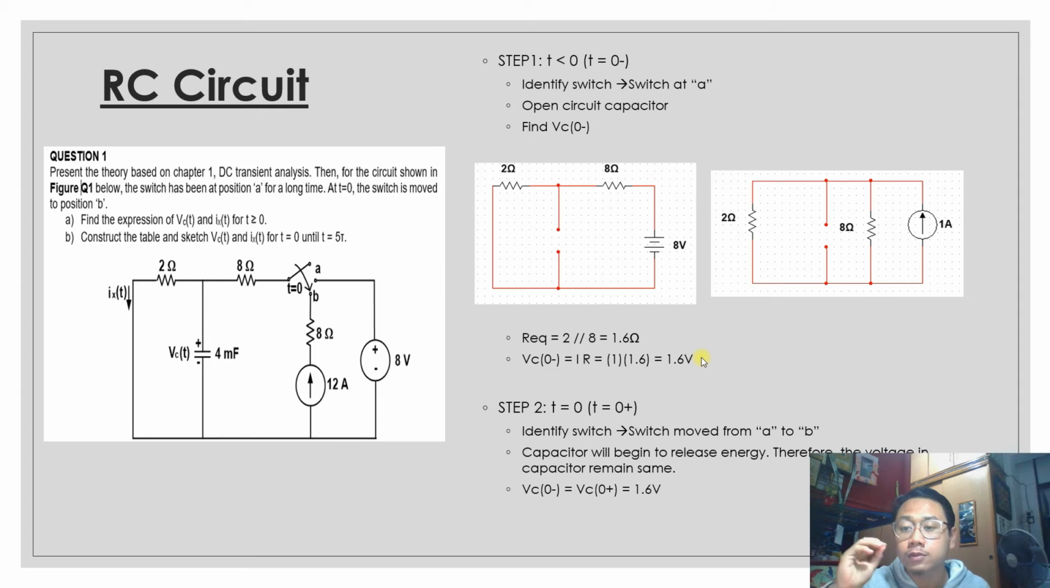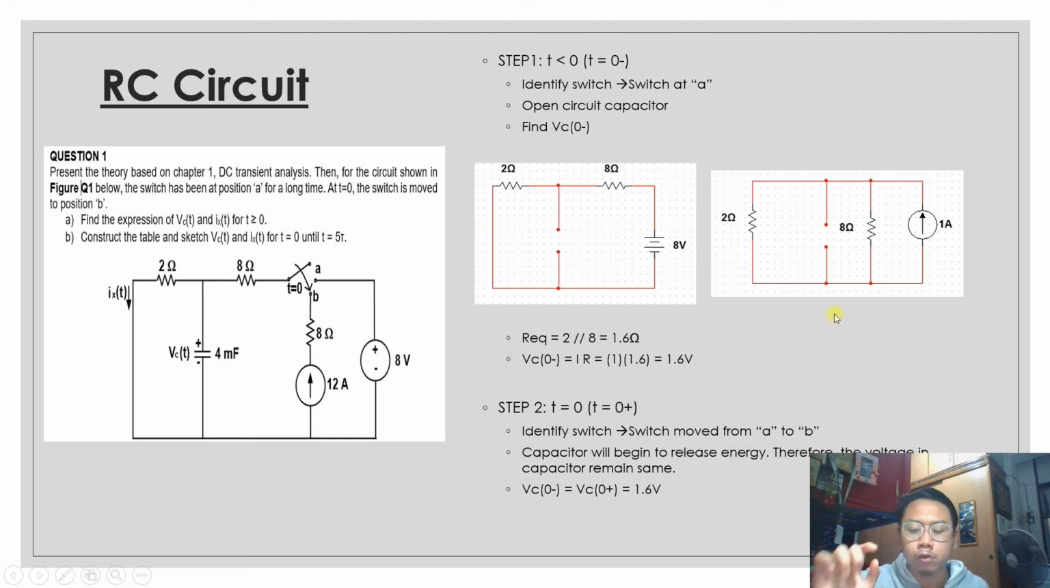Next, let's go to step number 2. T is equal to 0 positive. The first thing, we need to identify the switch. At this step, the switch moves from A to B. Therefore, the capacitor will begin to release energy, and the voltage in the capacitor will remain the same. Then VC0 negative is equal to VC0 positive is equal to 1.6 volts.